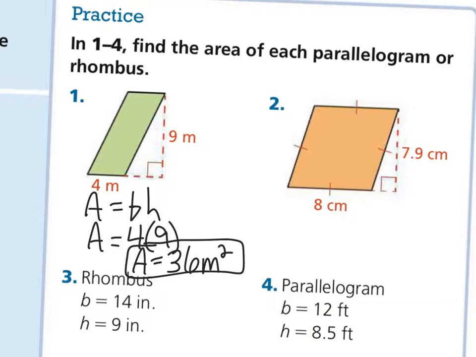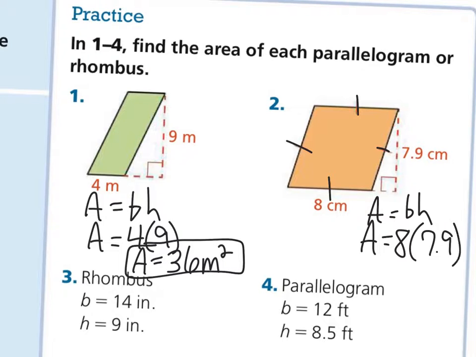Number 2, we actually have another parallelogram. Technically, the sides are not, oh, no we don't, sorry. We actually have a rhombus because the sides are the same here. But our base is 8, our height is 7.9. And so if you multiply those, you should get 63 2/10 square centimeters.